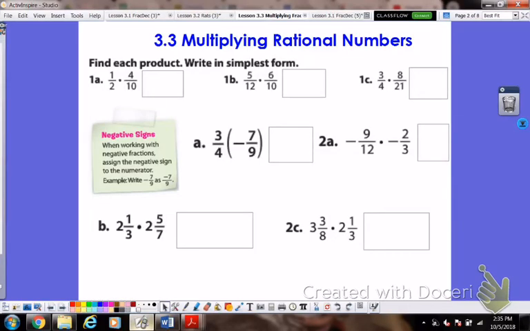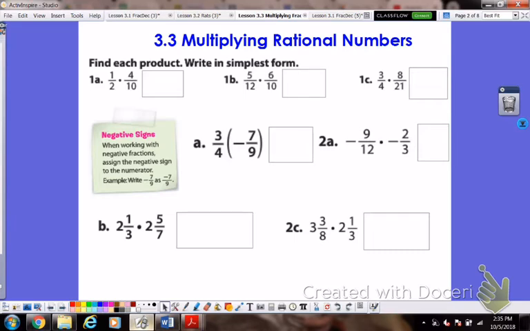In lesson 3.3, we will be talking about multiplying rational numbers. Just a quick review. Remember, a rational number is any number that can be written as a fraction. So we'll be working with multiplying fractions in this lesson. We're basically just going to go through some examples and talk about how to do them as we do the example.